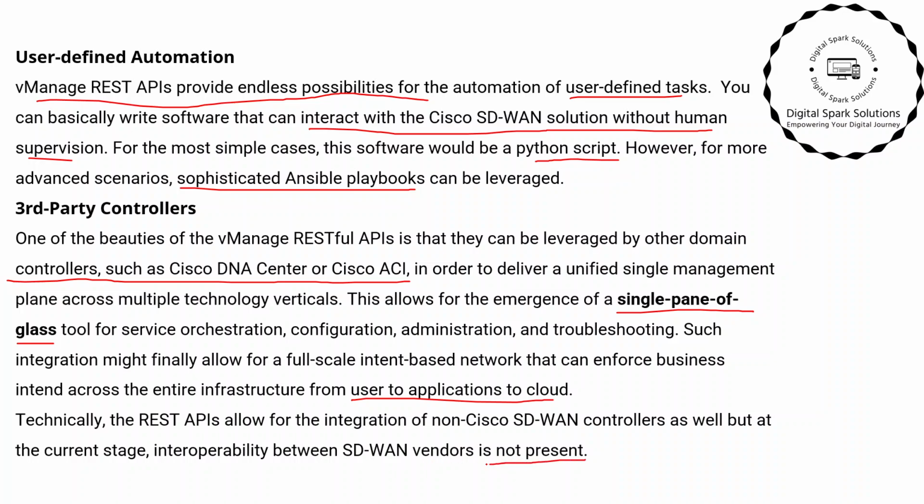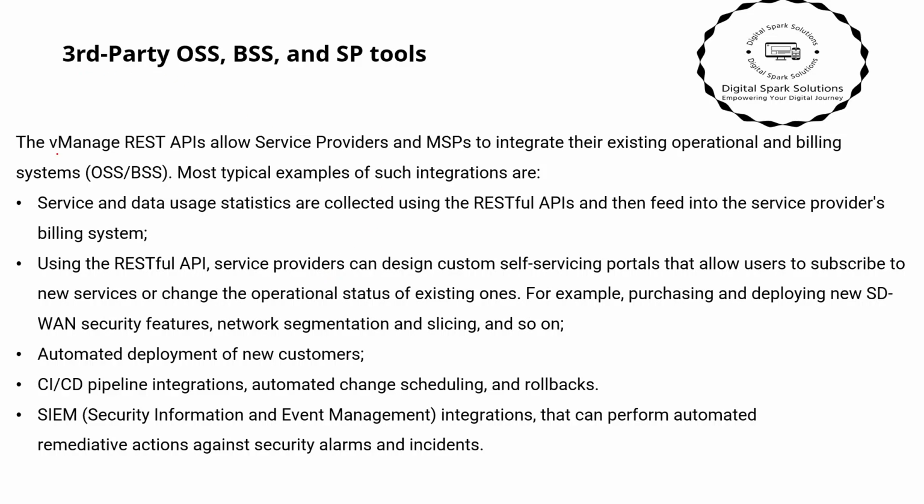Third-party OSS, BSS, and SP tools. The vManage REST APIs allow service providers and MSPs to integrate their existing operational and billing systems, OSS/BSS. Most typical examples of such integrations are: service and data usage statistics are collected using the RESTful APIs and then fed into the service provider's billing system.